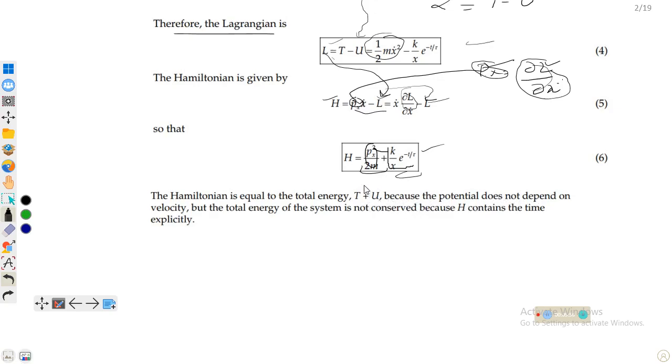The second step is to discuss whether this energy is conserved or not. The potential does not depend upon velocity, but the total energy of the system is not conserved. Why is it not conserved? Because the total energy depends upon time. As time goes on, this exponential factor will decrease this term, and energy will change with respect to time. So the energy does not remain constant, and it is not conserved for this system.